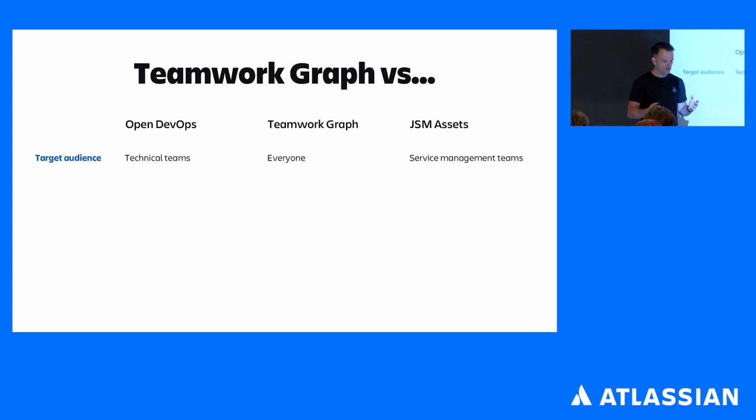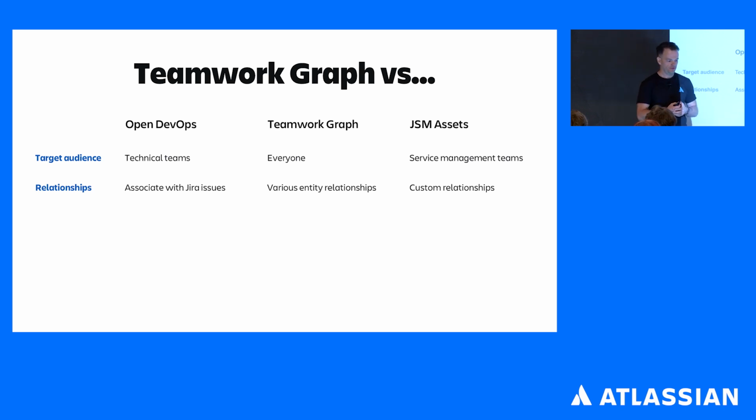And perhaps one mental model to use is just to think it is kind of like Open DevOps, but on steroids. And we're trying to do it not just for the technical teams, like Kartik mentioned earlier. We're trying to do it for everyone in the organization, right? And so it's not just your tech teams, it's not just your service management teams. This is for everyone. And that means it's a little bit different. So it's not necessarily associated with a Jira issue like it is for the Open DevOps tooling. You're going to be able to create these relationships to different types of entities depending on what the use case is.